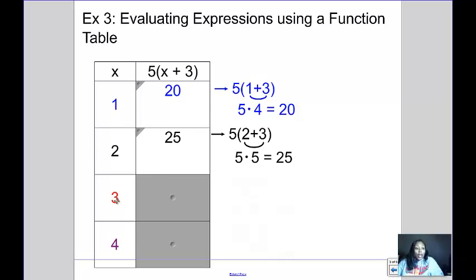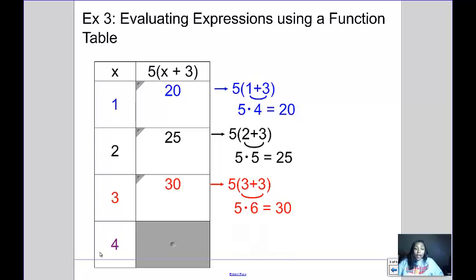Then now they're telling me on the next row that x is now going to equal 3. So now we're going to use the same expression that we used before, and we're going to plug 3 in for x. So now we have 5 times parentheses 3 plus 3, and 3 plus 3 gives us 6. And then we're going to do 5 times 6, which equals 30. So now the next number in our table is 30.